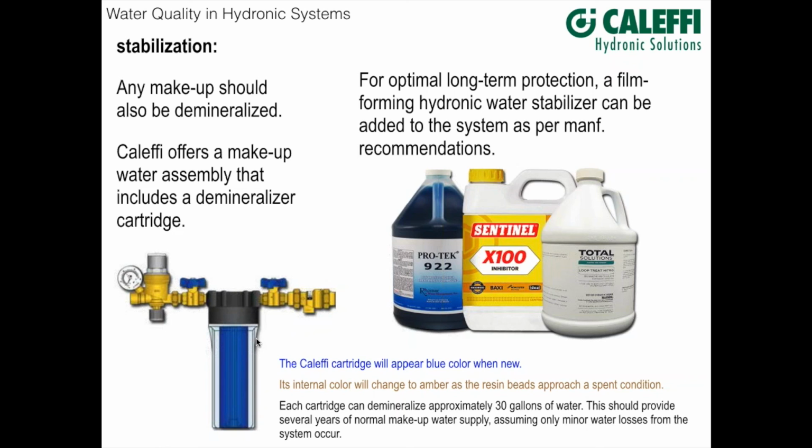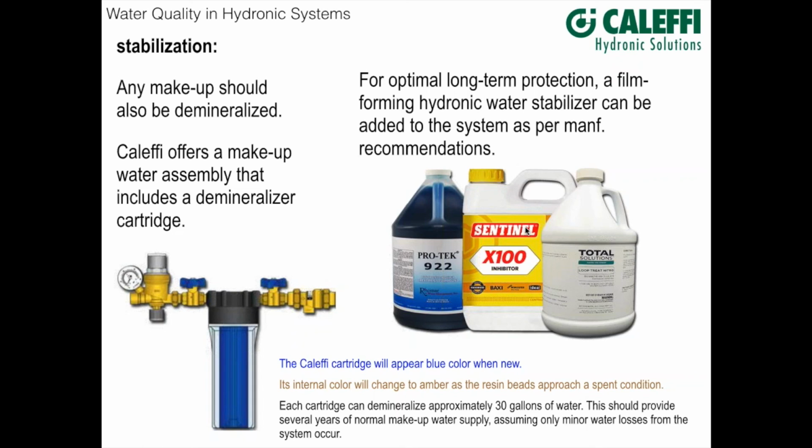So when you see the color of this internal cartridge turn brown, it's time to just replace the cartridge. And that cartridge is good for about 30 gallons of water. If you have a tight hydronic system, that should be several years of service. Obviously, if you have a system leaking that amount of water every year, your first means of attack is to fix the leak.